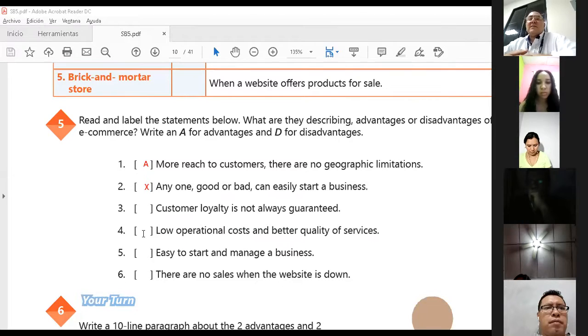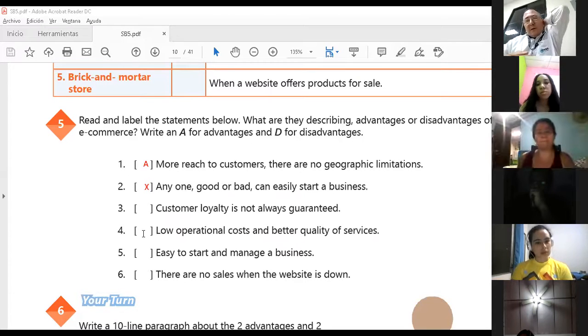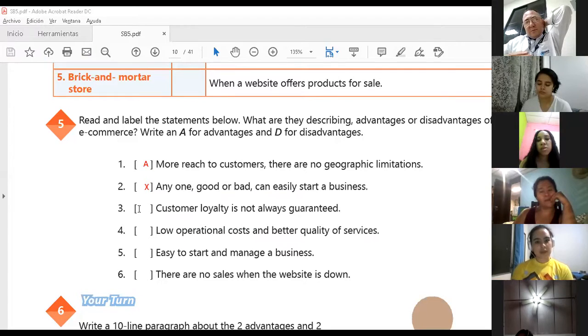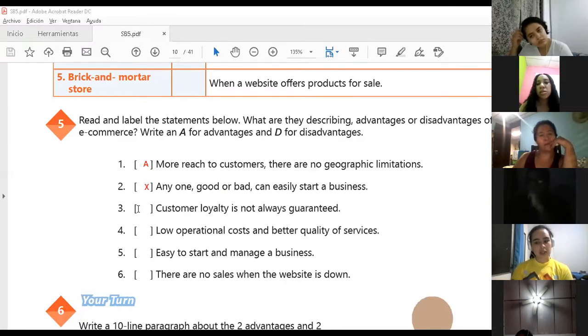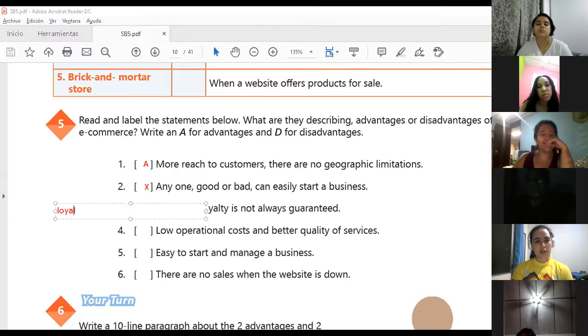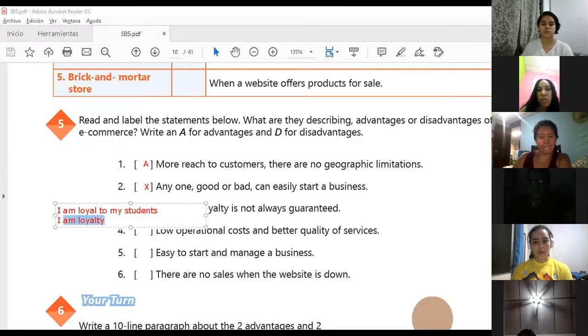Customer loyalty is not always guaranteed. Customer loyalty. Stay with me. Disadvantage. What do you mean loyalty? It's a disadvantage if you have a business, but if you are a customer. Loyalty, what is that? I don't know what loyalty is. Like trust. All right, so I'm going to write it down here. Loyal is an adjective. For example, I am loyal to my students, right? This is an adjective because it's describing me. I cannot say I am loyalty. That's impossible, okay? Loyalty is a noun, lealtad.